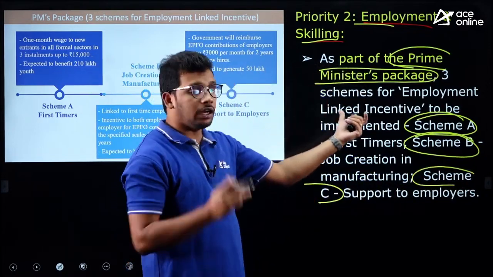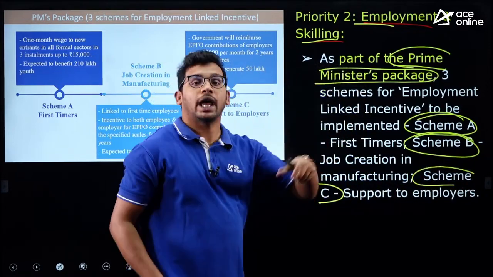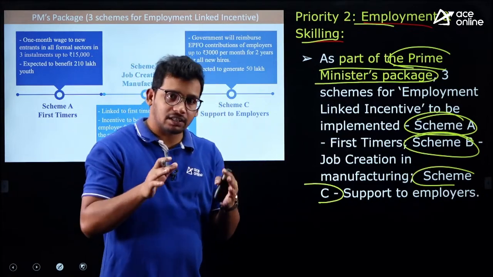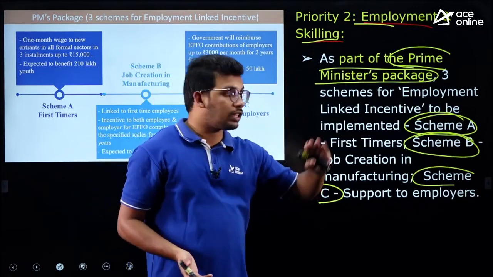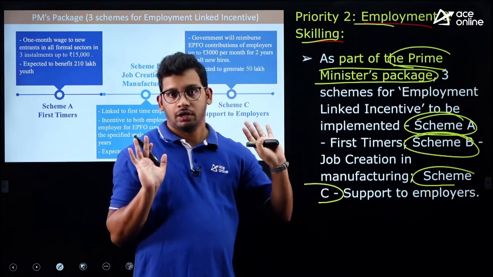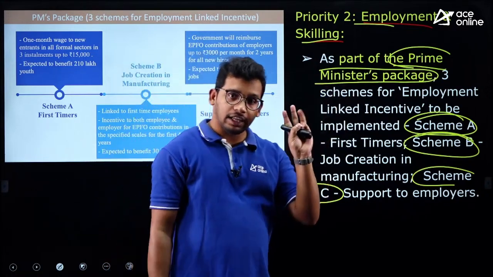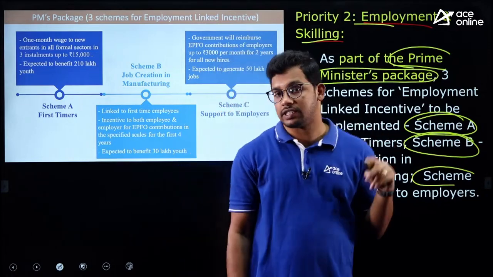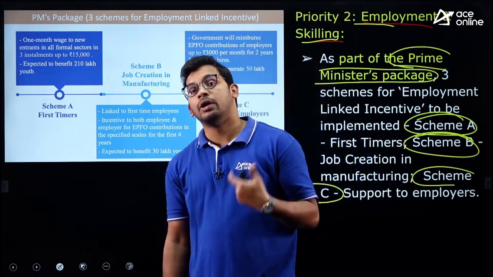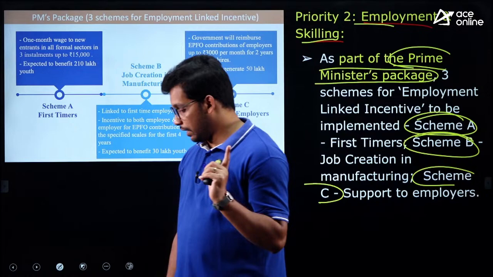I am repeating again. The government wants to encourage employment first. They want to encourage the creation of a lot of employment. For that purpose they have launched the Prime Minister's package, and under that there are 3 sub schemes, scheme A, scheme B and scheme C, right? So these are the 3 schemes where the government wants to promote the creation of employment, right?